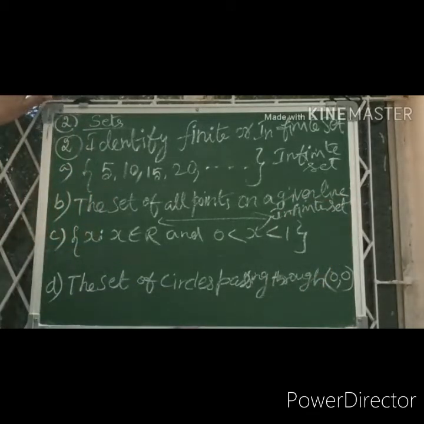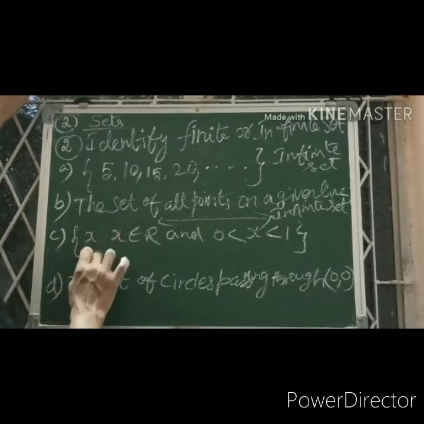Infinite set. We cannot count the points. How many points? 1000 points, 10,000. We don't know. Infinite set. See the C part. How will you read it? See the set builder form.